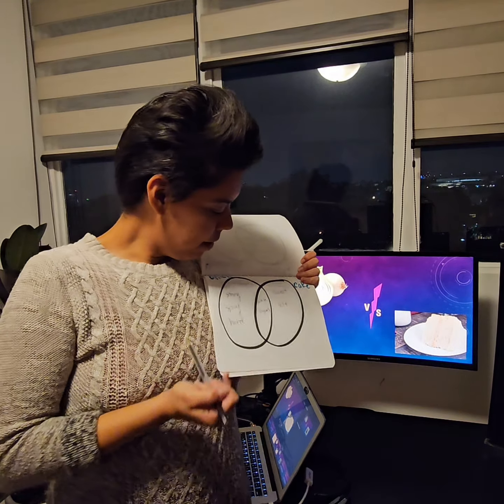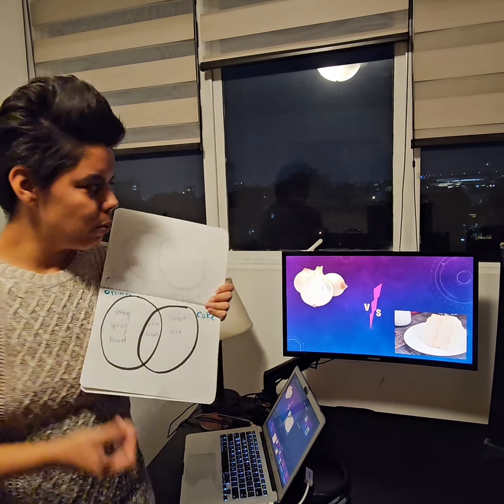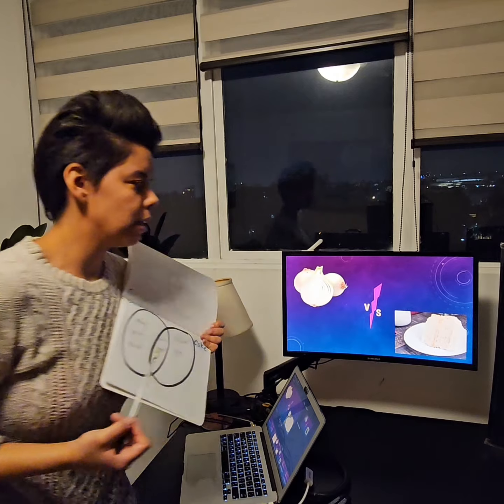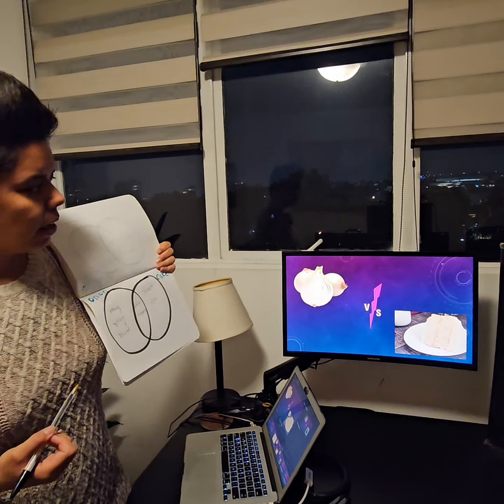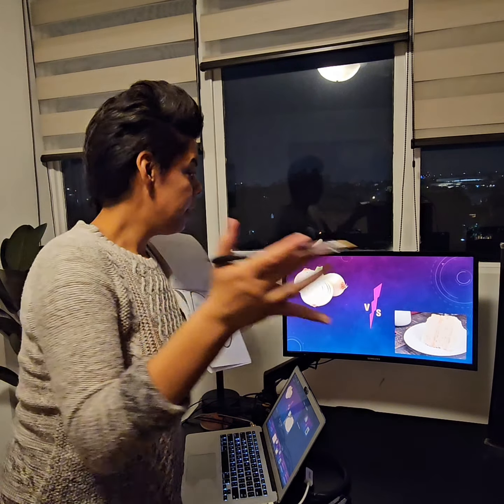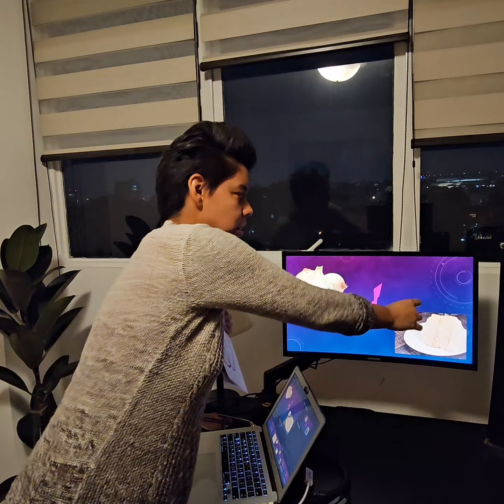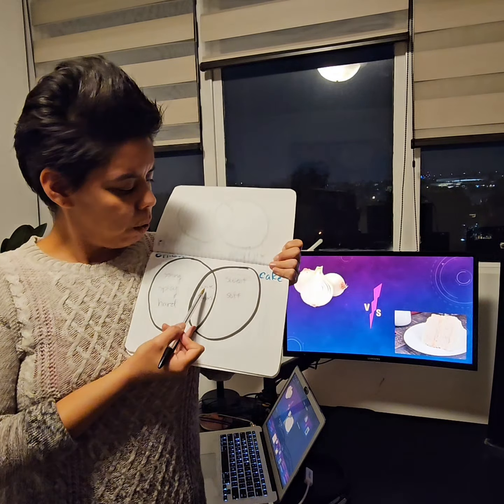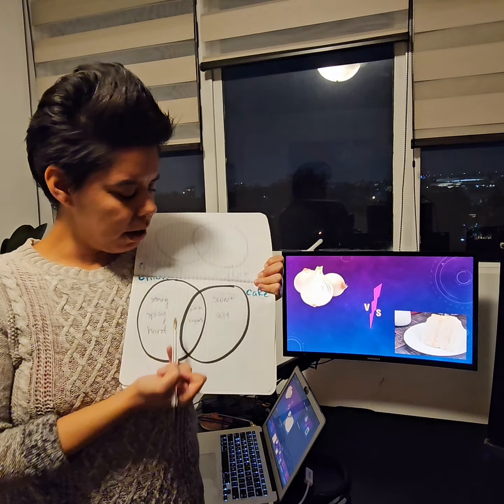Yeah. Okay. Now, what are some similarities? What are some similarities between these two things? Okay. What can we see? What do you think? Yeah, I totally agree with you. They're both the same color, right? They're both white. So we're gonna go ahead and write that in the middle.